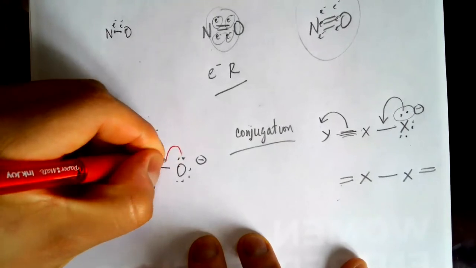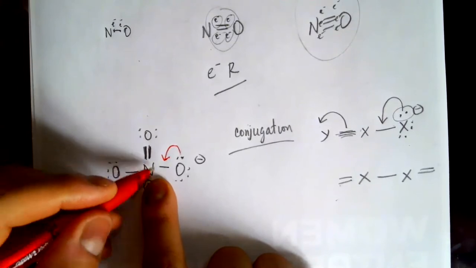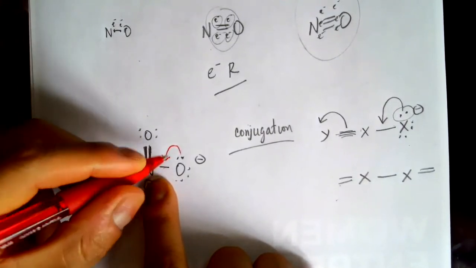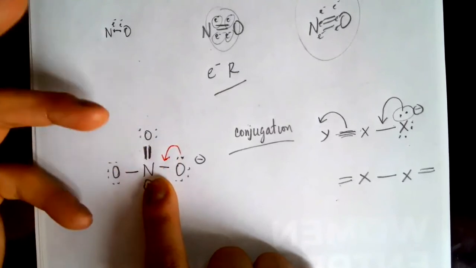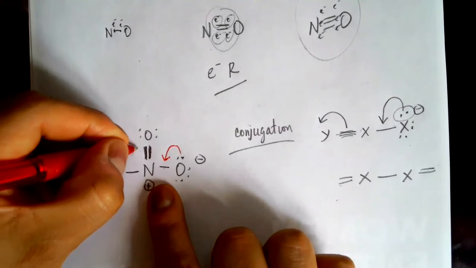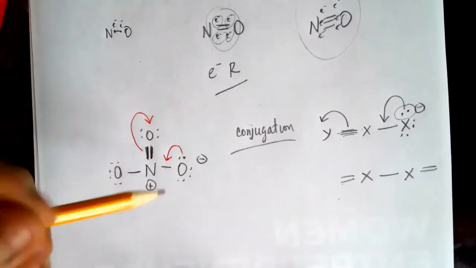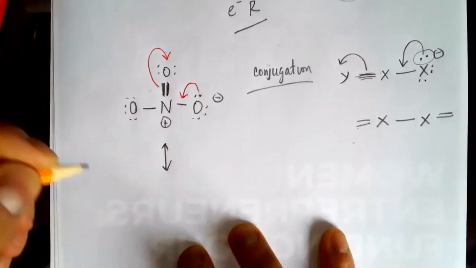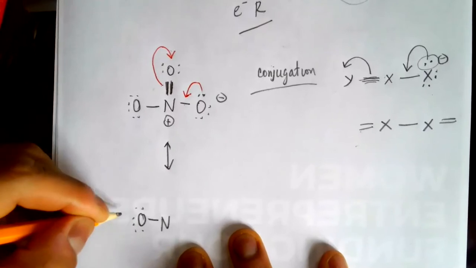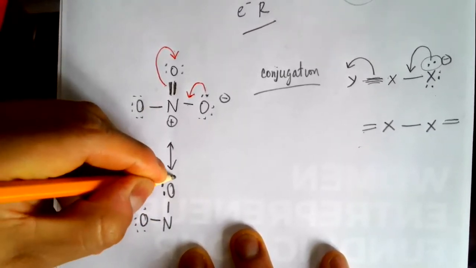Oxygen will donate the electrons to nitrogen. But nitrogen cannot take more electrons because it already has the octet, 2, 4, 6, 8. If it receives these, it will have 10. No, it can't, because nitrogen doesn't break the octet. So nitrogen will say, okay, oxygen, you take the electrons. The result: nothing happened with this one. This oxygen now will have 3 lone pairs of electrons.